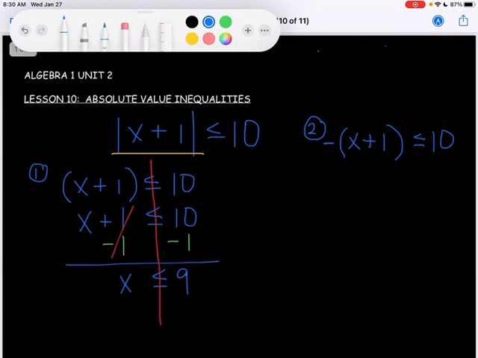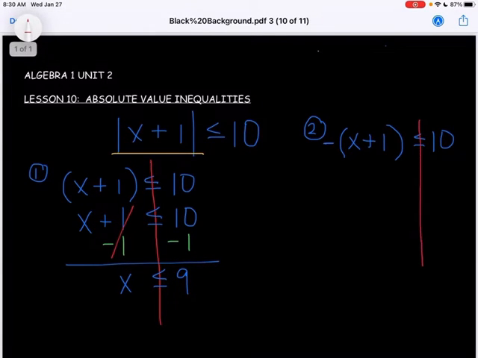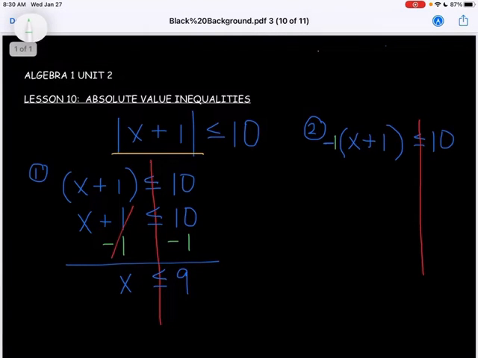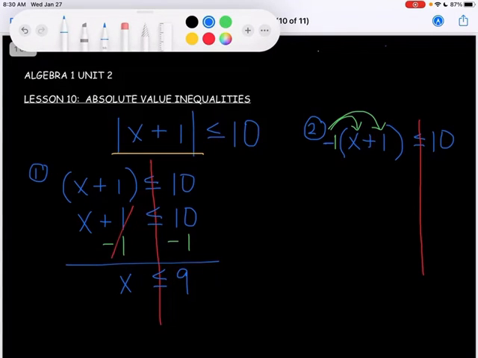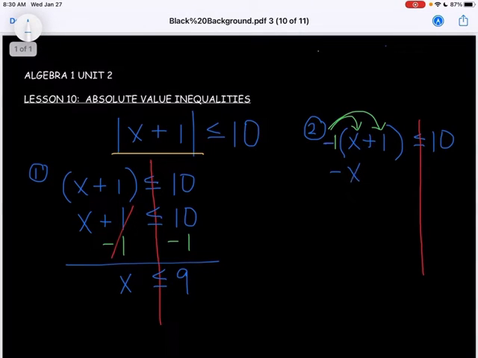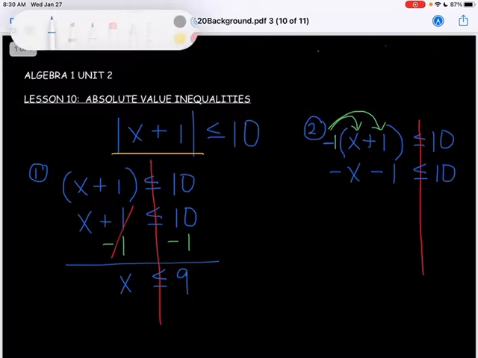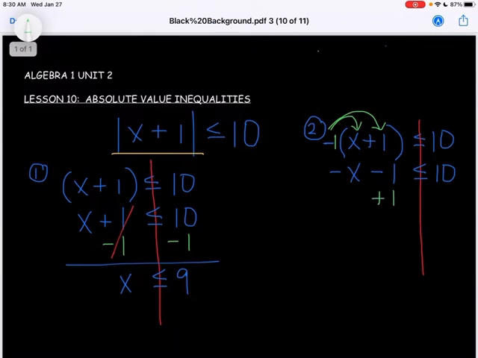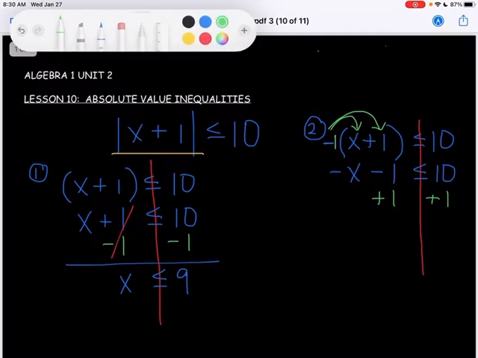Now I need to go over to the other inequality and solve it. I'm going to distribute this negative. Remember, it's like a negative 1 here, so I'm going to distribute that negative in, which gives me negative 1x, or just negative x, and then negative 1 times 1 is negative 1, less than or equal to 10. I need to get the x by itself, so I've got to get rid of the negative in front of it and the minus 1. We need to get rid of the minus 1 by adding 1 to both sides.